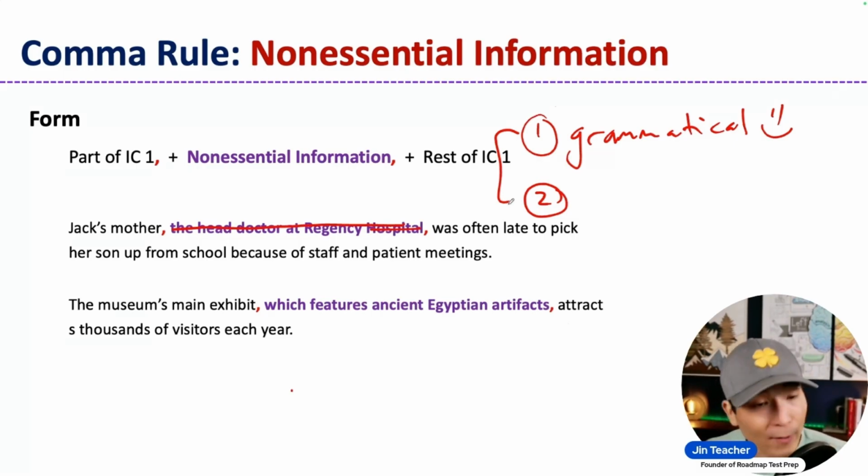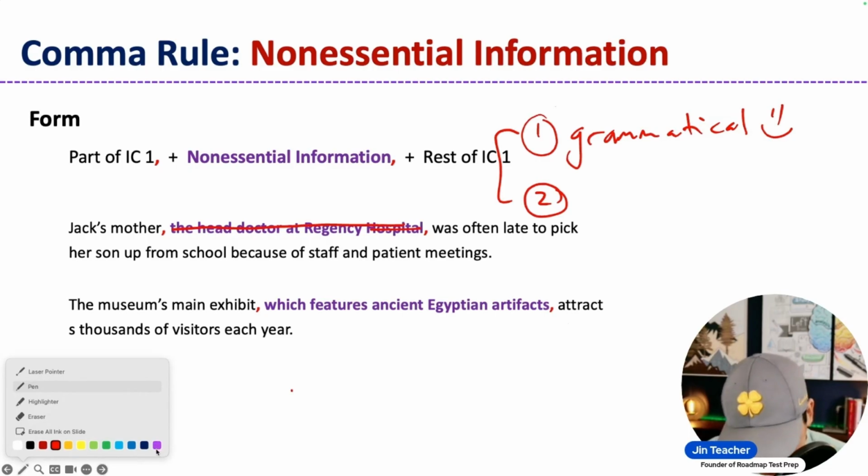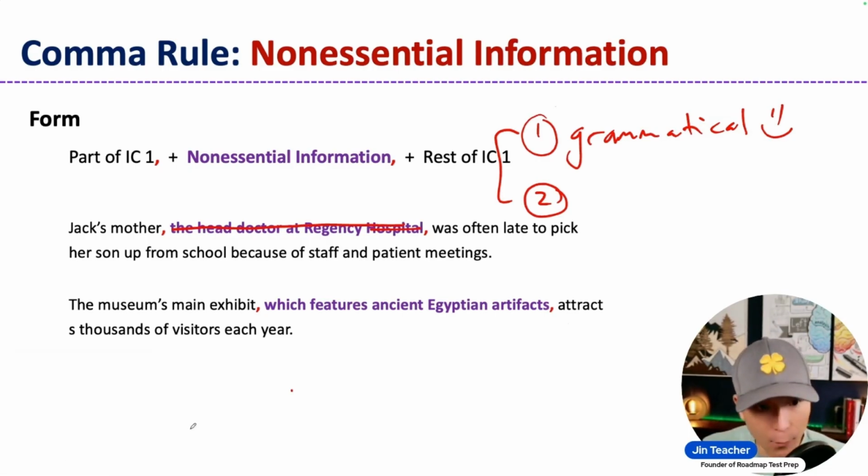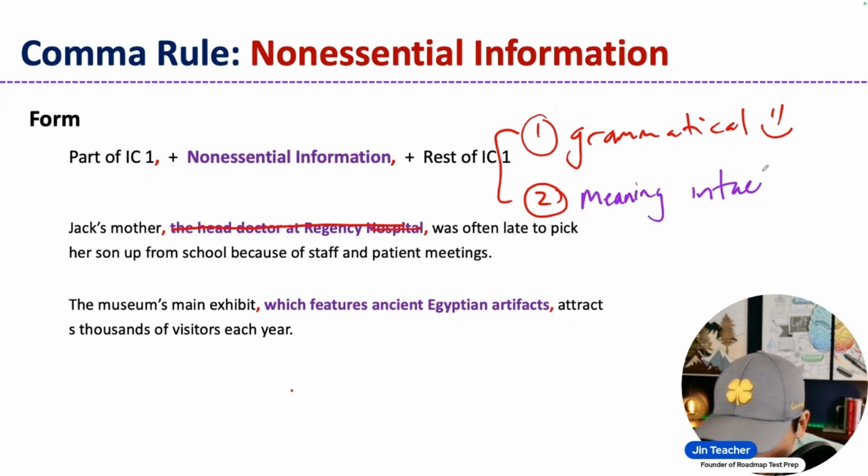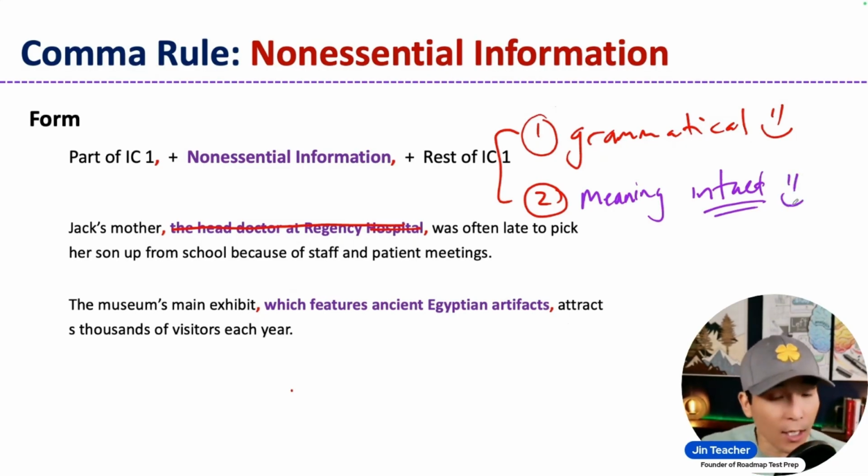So if I just read around the non-essential, if I say, "Jack's mother was often late to pick her son up from school because of staff and patient meetings," you'd be like, yeah, that is grammatically correct, okay? And that's great. That's another sign that it's non-essential. Now, the next thing that you want to check for then is making sure that the meaning is still intact, right? Intact just means it doesn't change, okay? So if you remove the non-essential information from the sentence, the meaning does not change.